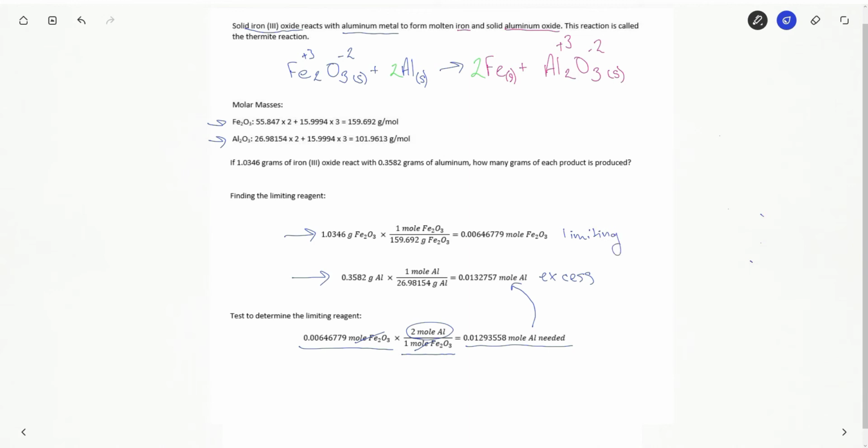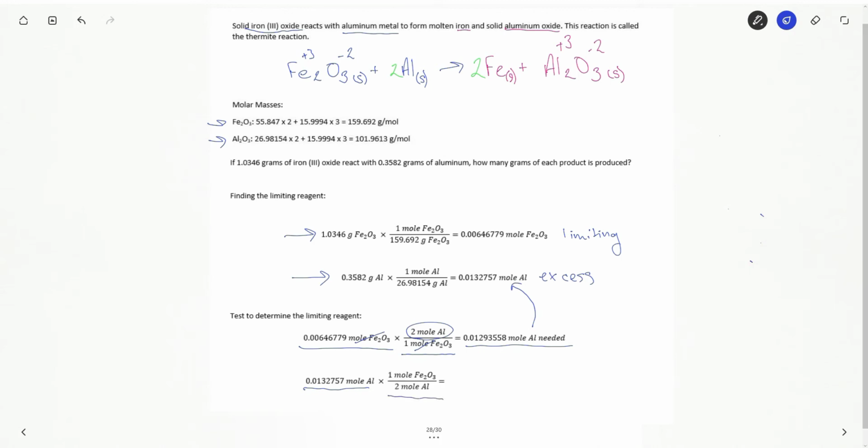But let's say you didn't test your iron oxide. Let's say you decided to test your aluminum. We should get the same answer. So let's do that calculation. Here are my moles of aluminum. Again, I'm going to use my mole ratio to determine how many moles of iron 3 oxide I need to use up all of this aluminum.